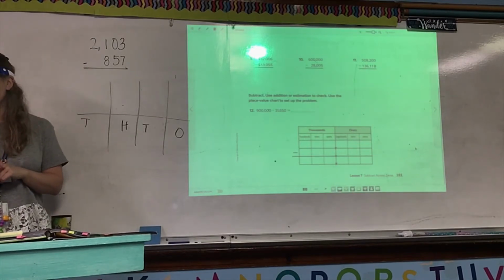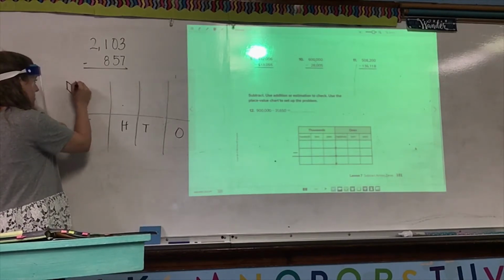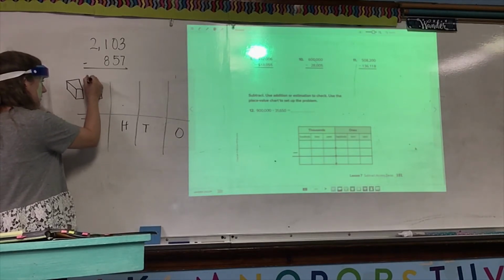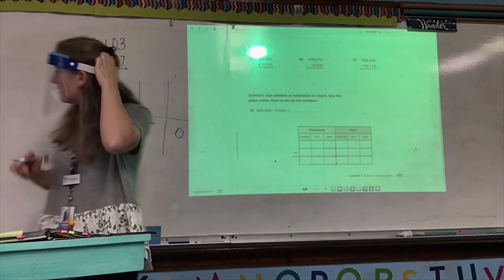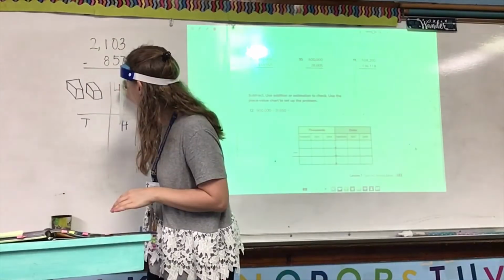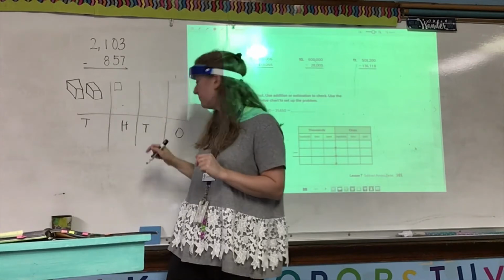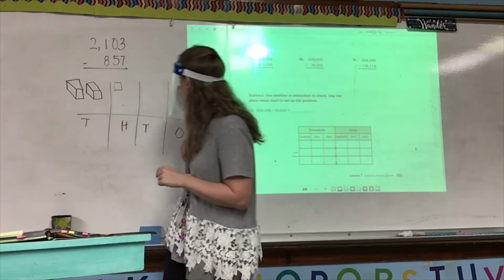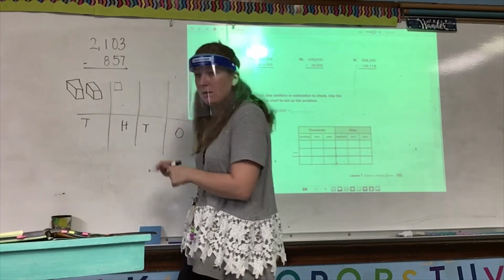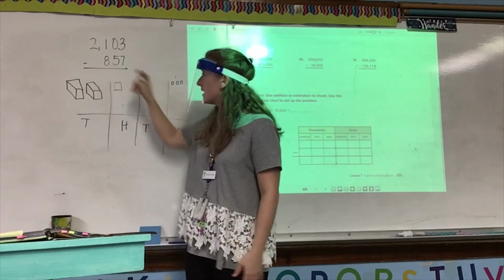First, how many thousands cubes do I need? 2 thousands cubes. That one looks horrible. That one. 2. Okay? How many hundreds? 1 hundred flat. How many tens? None. And how many ones cubes? 3. Oops, I can't be the same size. 1, 2, 3. Okay, now I need to take away 857.